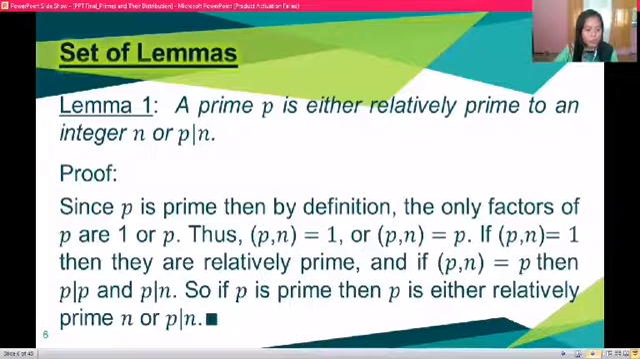Proof: since p is prime, then by definition, the only factors of p are 1 or p. Thus, GCD(p, n) = 1 or GCD(p, n) = p. If GCD(p, n) = 1, they are relatively prime, and if GCD(p, n) = p, then p divides p and p divides n. So if p is a prime, then p is either relatively prime to n, or p divides n.